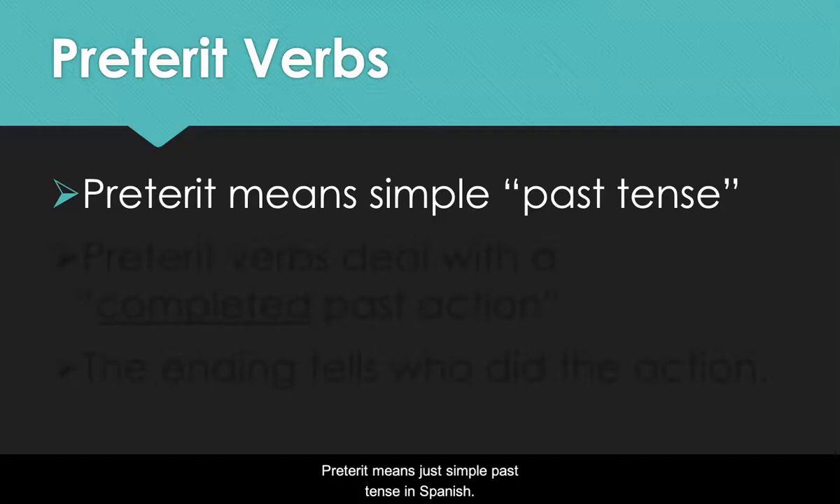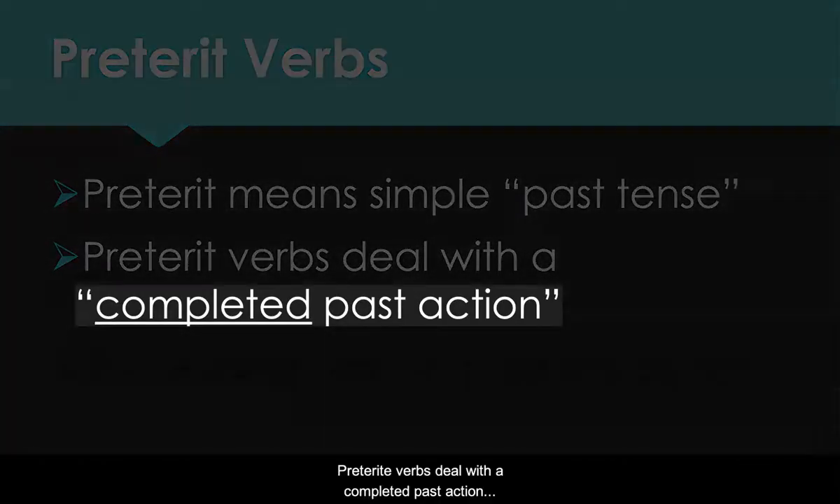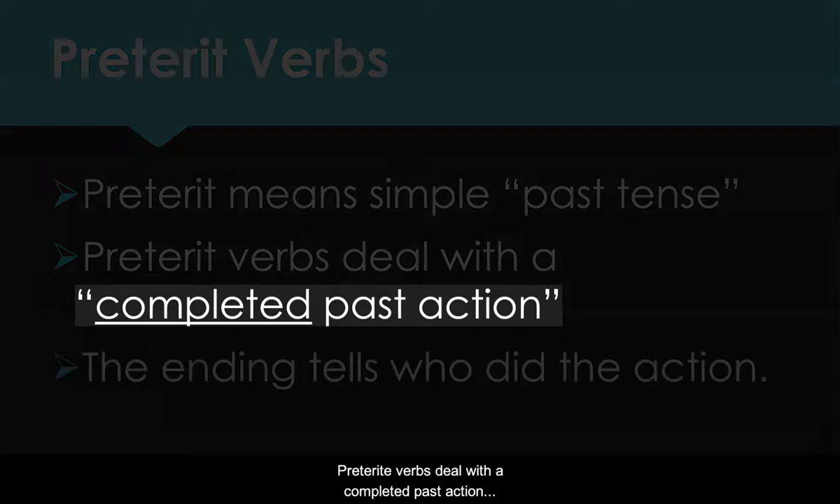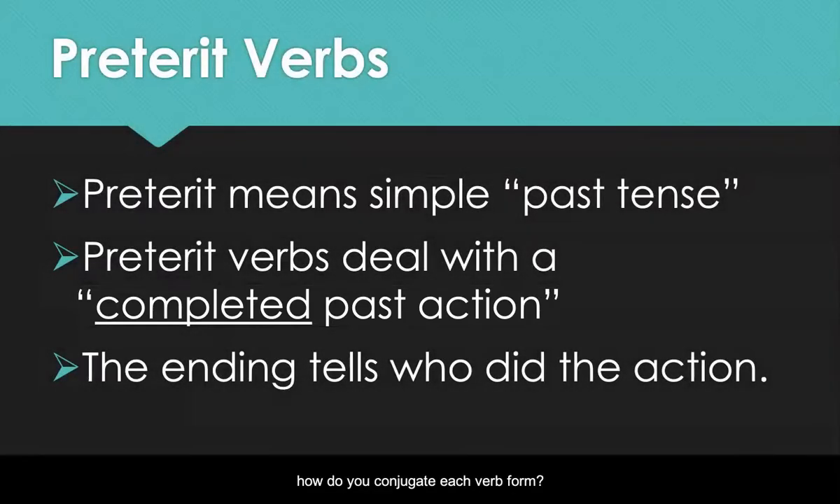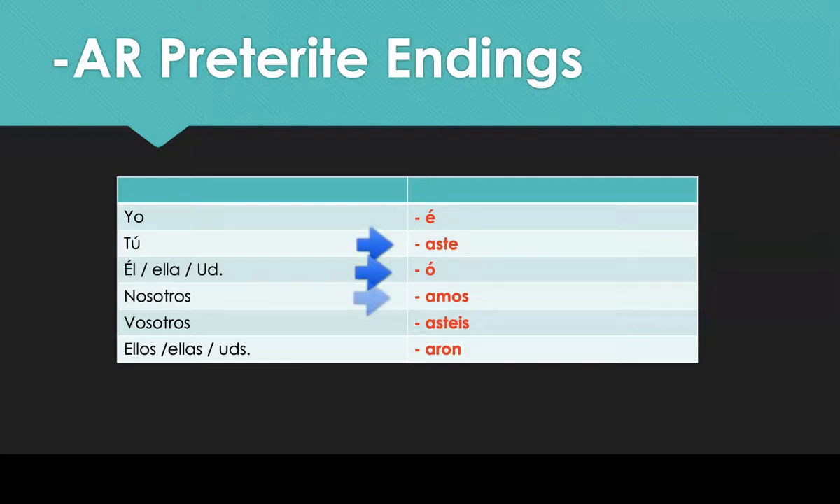Preterite means just simple past tense in Spanish. The preterite verbs deal with a completed past action. How do you know how to conjugate each verb form? Well, you have to look at the ending for each specific person. For AR preterite ending verbs, please make sure that you add the following: é, aste, ó, amos, asteis, aron.